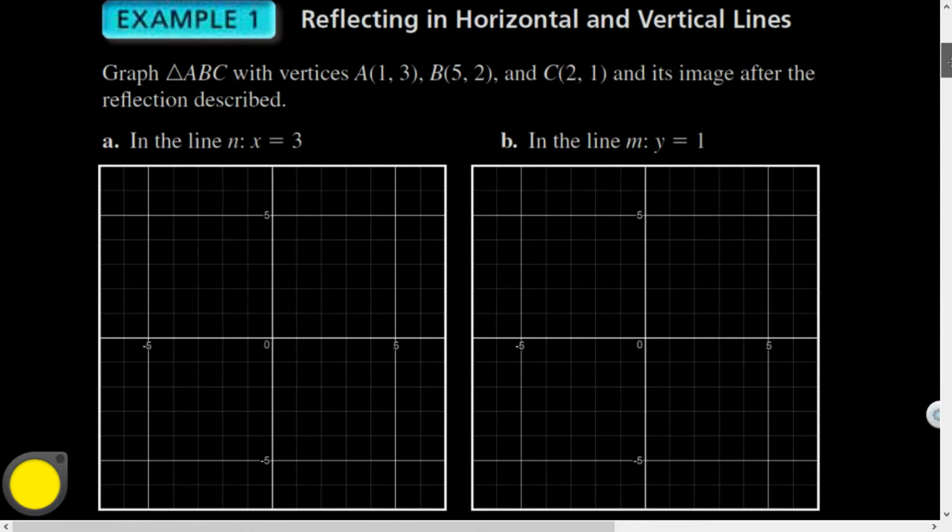All right, so let's see, reflecting in horizontal and vertical lines. This is just going to be a little bit of practice of some of your algebra skills, coordinate geometry here. Let's map A, which is over 1, up 3. We'll go quickly here. B is 5, 2. You guys are master graphers.